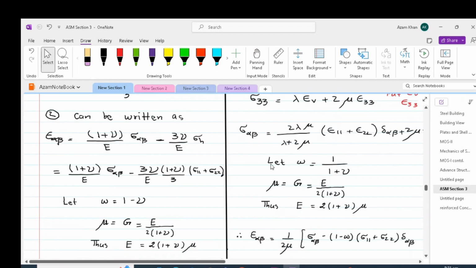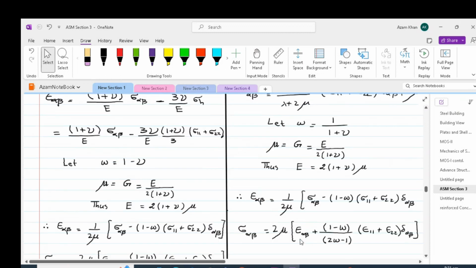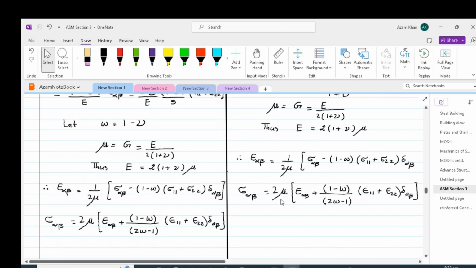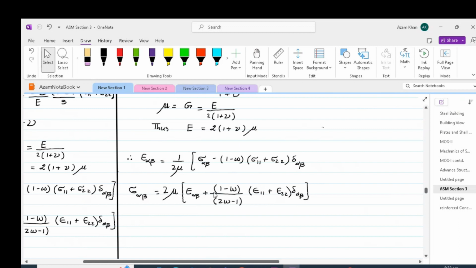In the case of plane stress problem, we define omega equal to 1 by 1 plus nu, and mu equal to G, which is the same, E by 2(1 plus nu). From there we can rewrite this stress equation, which comes out to be 2 mu [epsilon alpha beta plus (1 minus omega) by (2 omega minus 1) (epsilon 1 1 plus epsilon 2 2) delta alpha beta].